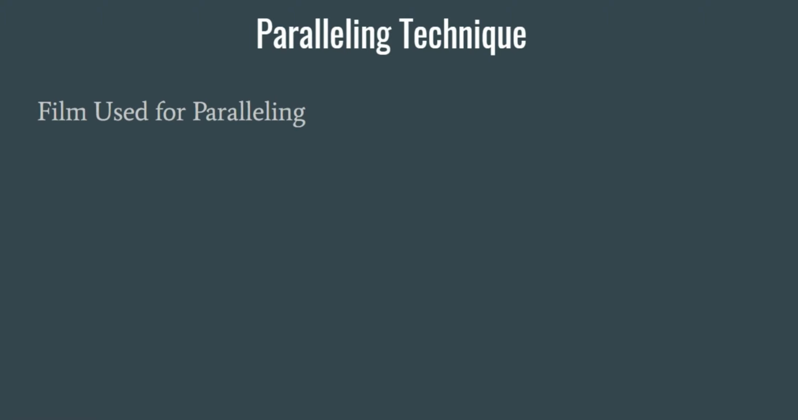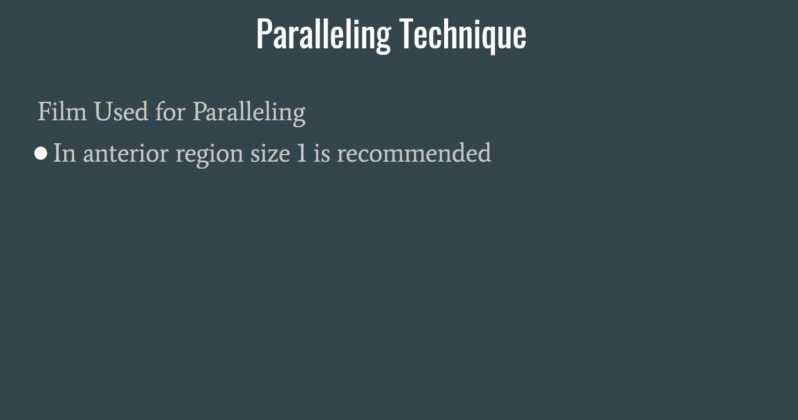The film used for the paralleling technique is going to be a size 1 when you're in the anterior region. This is a recommendation. Many places will use a size 2 for the whole mouth. But the reason for the size 1 is because the front of the mouth is a little bit more narrow. Teeth are a little bit smaller, so the smaller film is sometimes more beneficial for your patient. It makes it easier for them to tolerate. And in this case, the size 1 film is always going to be positioned with the long portion of the film in a vertical or upright direction.